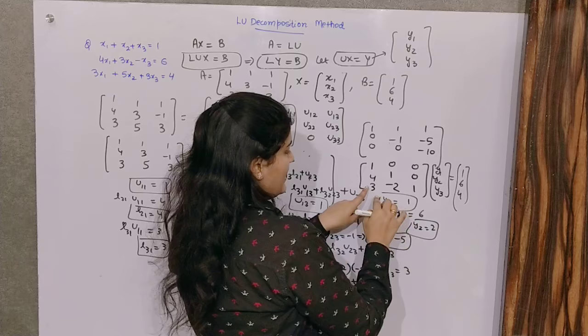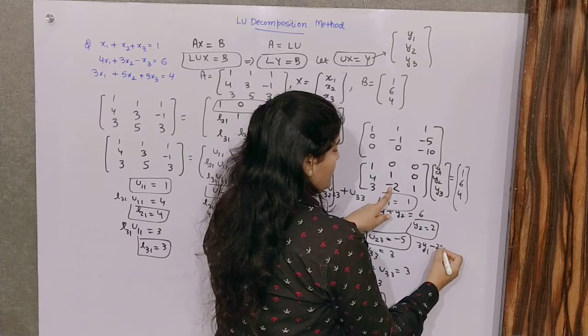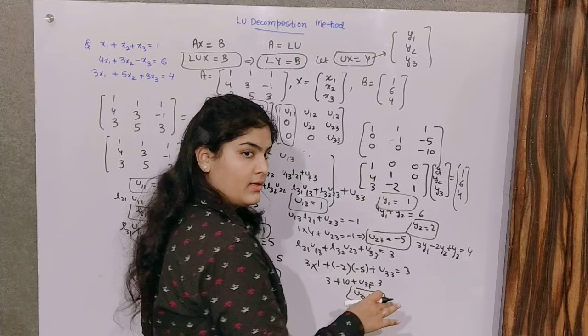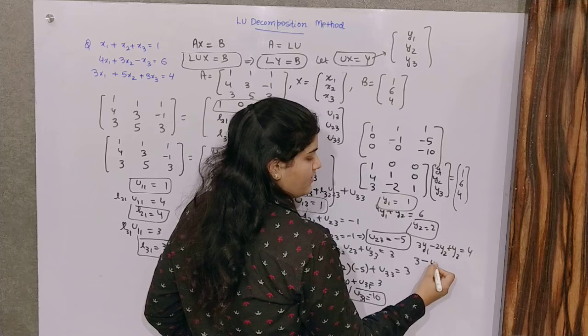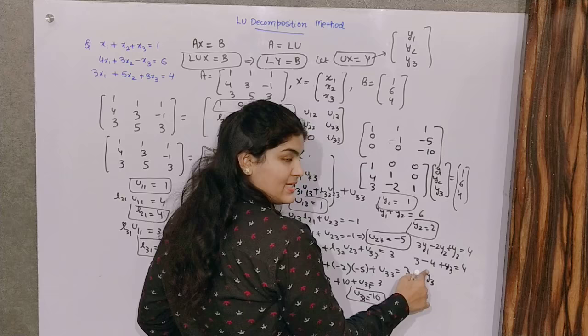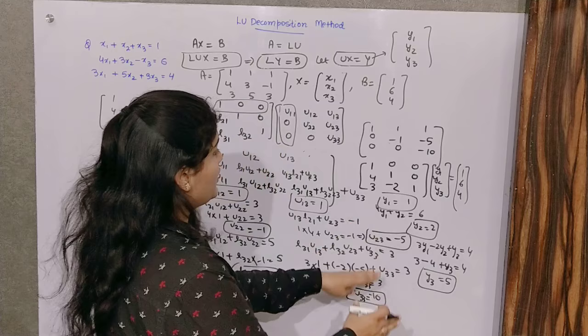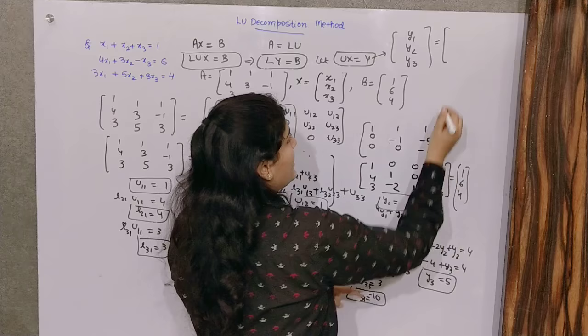So 3Y1 minus 2Y2 plus Y3 equals 4. Right? I hope you can see it. So 3Y1, 3 times 1 is 3. Minus 2Y2 is 4. So what you have got? 4 minus 3 is 1, minus 1, 4 plus 1. Right? You have got your Y matrix as 1, 2 and 5.